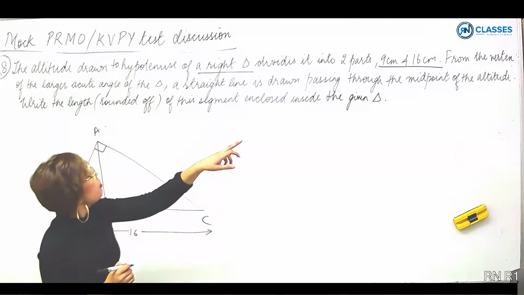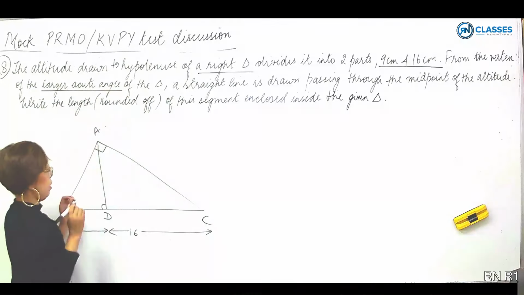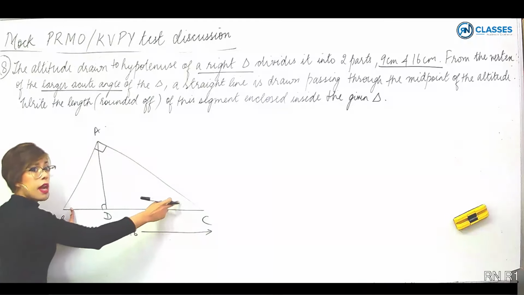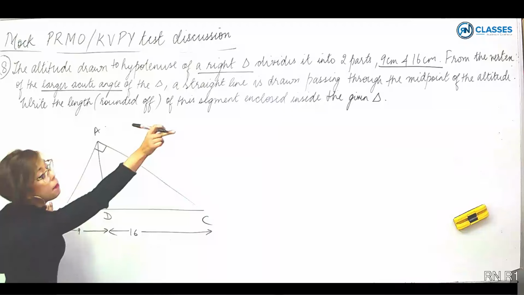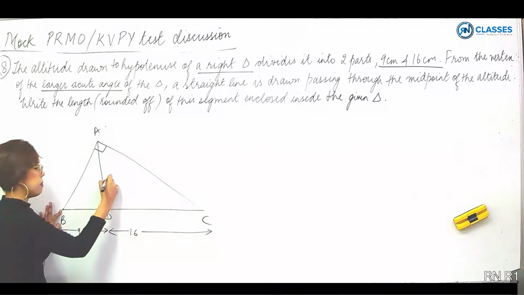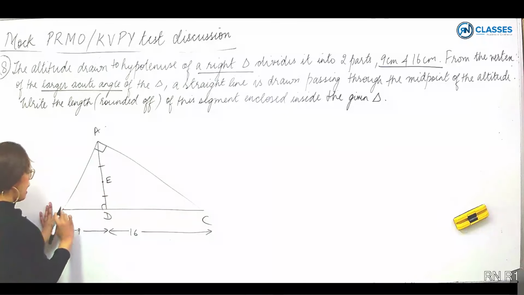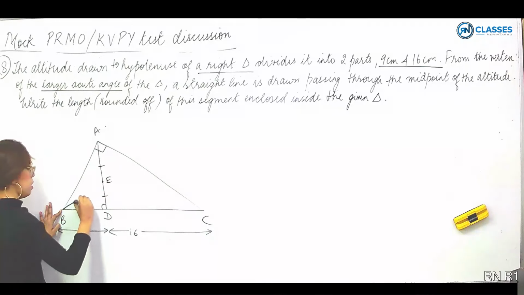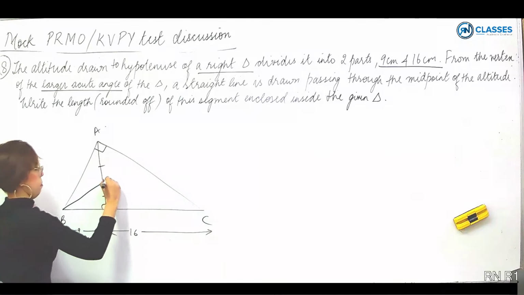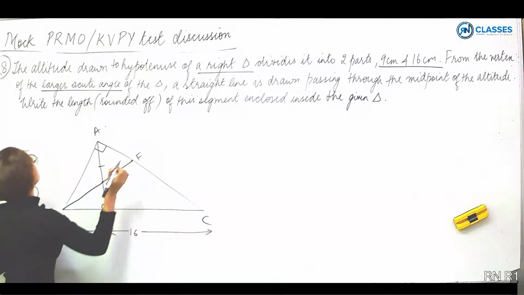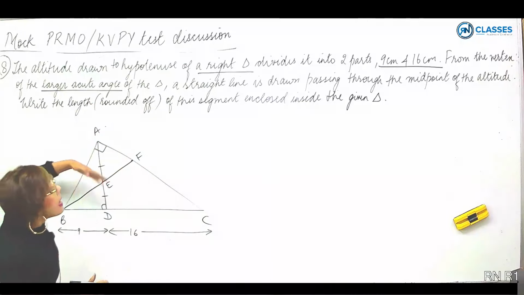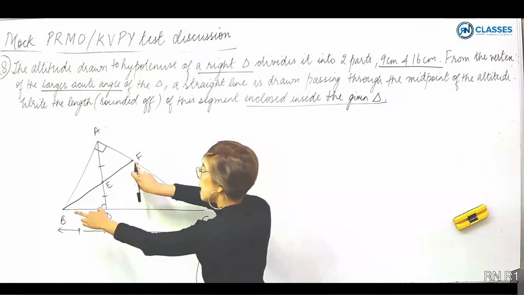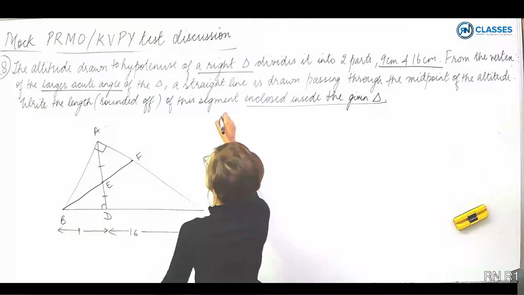Right? Now he says from the vertex of the larger acute angle of the triangle. So, obviously these two will be acute and this would be the larger of them for very obvious reasons. From this vertex, a straight line is drawn passing through the midpoint of the altitude. So this is the altitude, midpoint, let this be E, and AE is equal to ED. A line is passing through these two points. Now he says, write the length, rounded off to the nearest integer, of the segment enclosed inside the given triangle. So I am interested in the length BF.